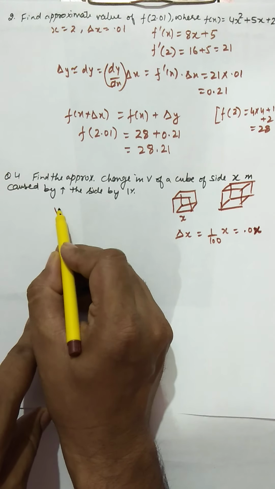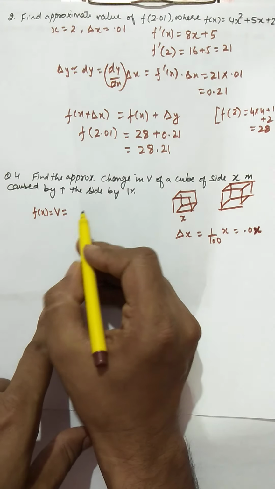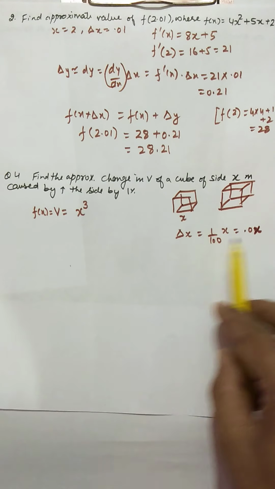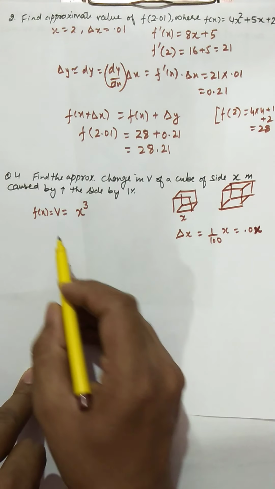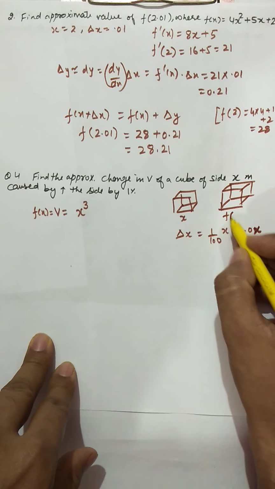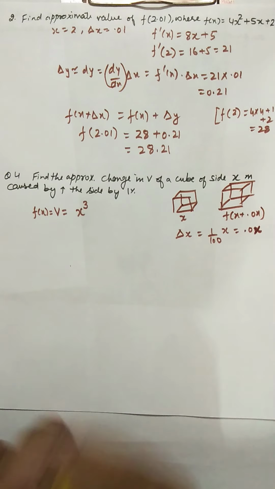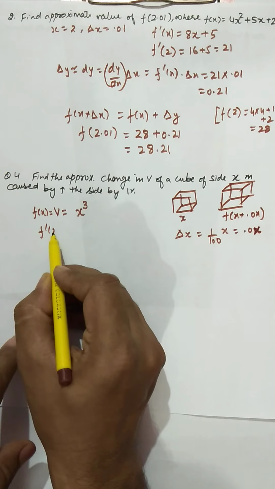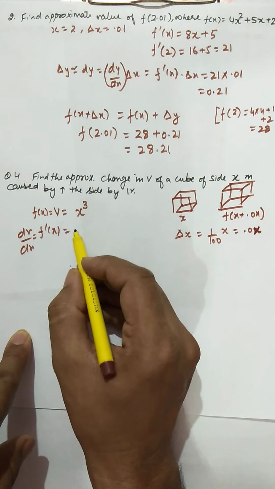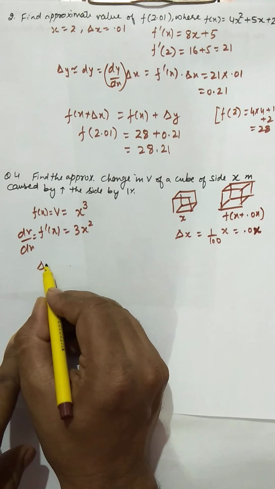Now volume, you can write this as f(x) also. You can consider this as a function of x, and this is your x cube. So x means x, but delta x is 0.01x. So we have to find the change in the volume, that means volume at x + 0.01x we have to find. So first we differentiate it. So f'(x), or you can say dV upon dx also, is going to be 3x square.